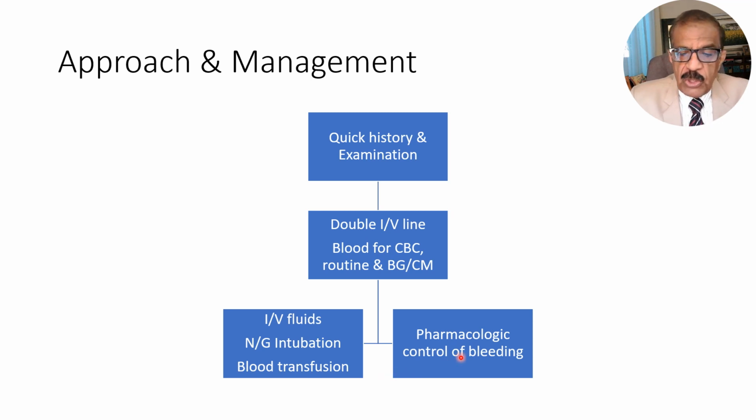And the initial treatment of choice is pharmacological control. Of course, there is an endoscopic way also. I will discuss the pros and cons of the endoscopic way of controlling bleeding, but pharmacological control of bleeding is the standard way of treating. What is it? It will be explained in the next slide.